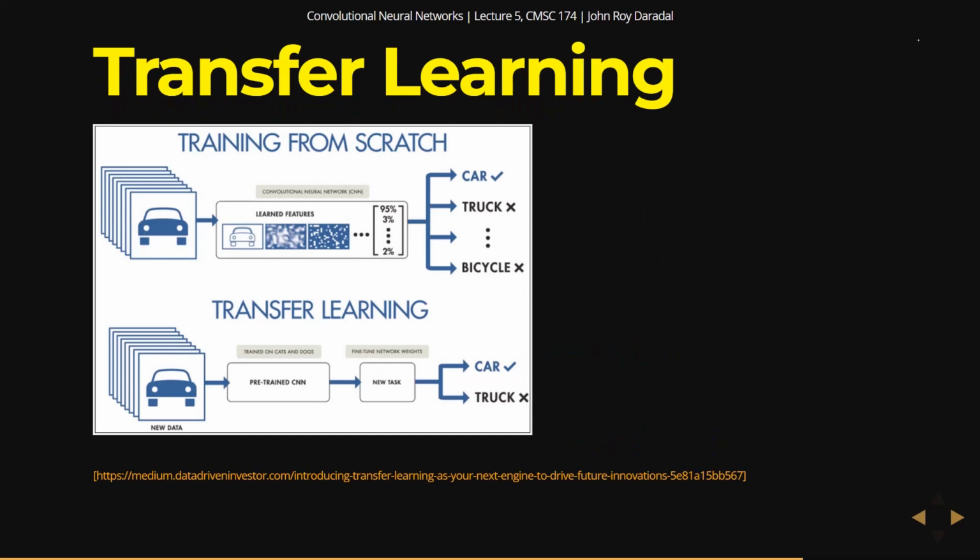So an example of transfer learning would be something like this. If you're training from scratch, you're really learning everything from random weights up to the final model, right? But if you're transfer learning, maybe you have a pre-trained ConvNet that was trained on cats versus dogs, and then you use those features, you can fine-tune them and train a new classifier on top of that to maybe classify car versus truck or something like that.